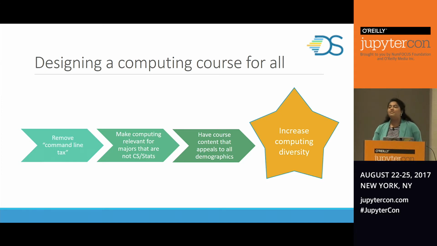We also want to make computing relevant for majors that are not CS and stats, which means that those economics majors, we want to find them applications in this course itself that they can relate to. And we want to have course content that appeals to all demographics. We don't want, for example, only NBA information, because then some of the other demographics who don't actually care about basketball might feel a little left out. Or on the other hand, we also don't want just kind of like a shopping data set, because we also want them to be real world issues that people can take and think critically about the world around them.